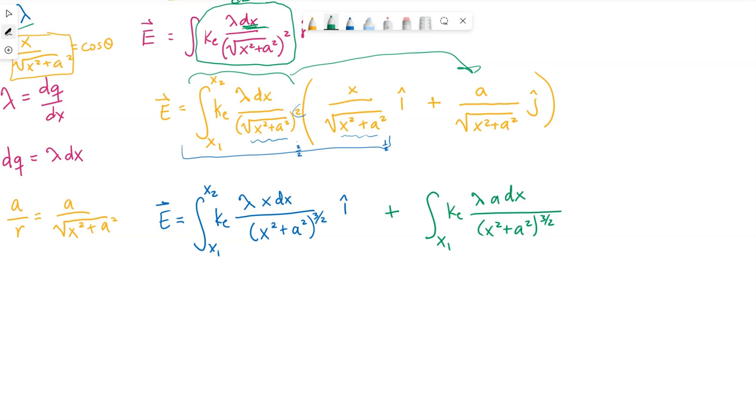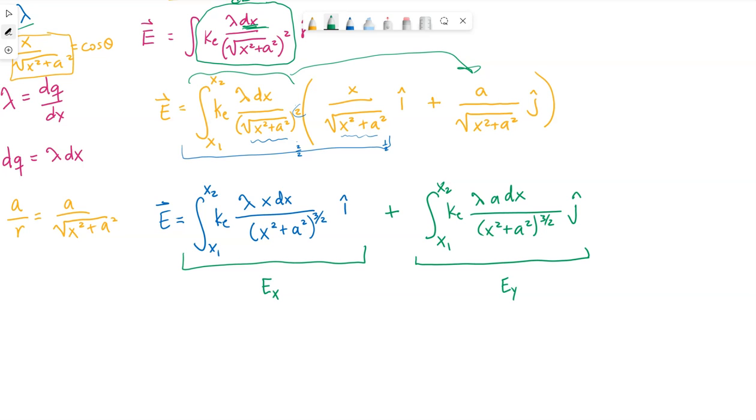Same limits because our variable is x. We're still saying the charge lies between x1 and x2. That's what the limits are essentially telling us: the charge exists between these two points. So we ultimately end up with two integrals to solve. This one will give us the overall x component of the electric field. This one gives us the overall y component of the electric field.